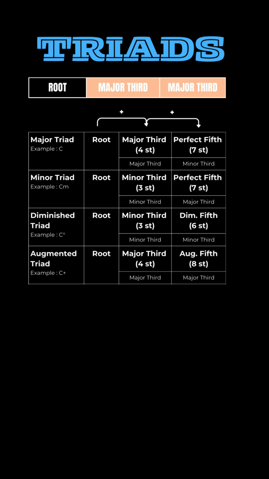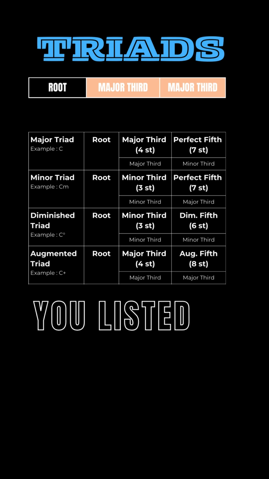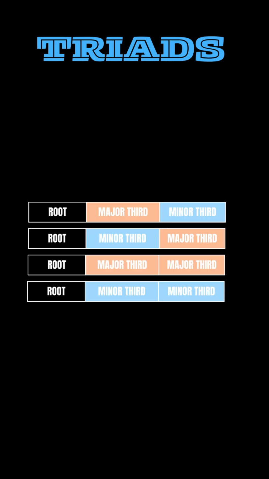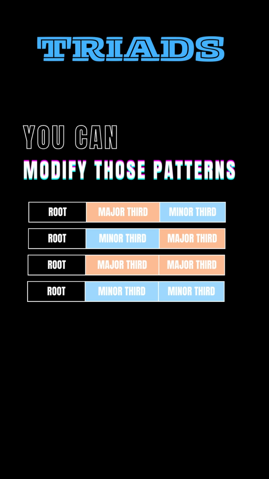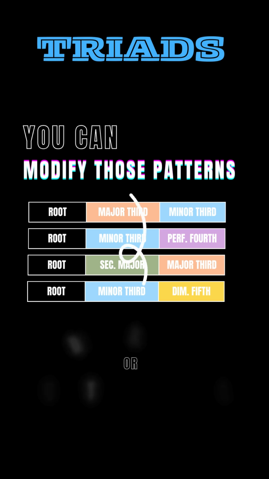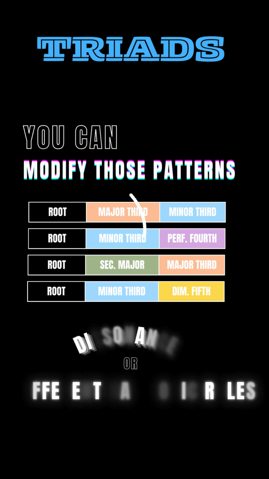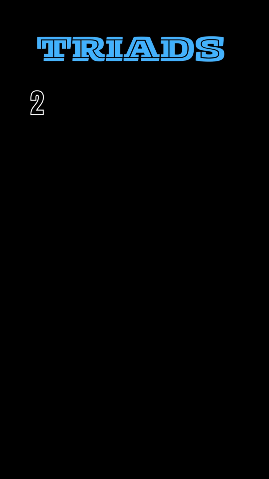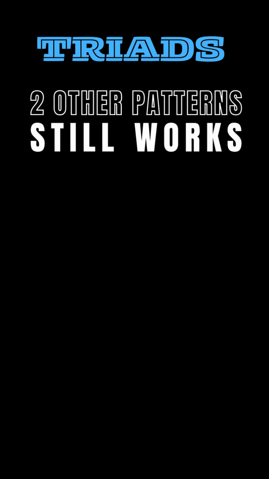From there, if you do this for every note on the piano, you almost have listed every traditional triad chord that exists. In fact, you can modify those patterns by slightly moving your fingers on the piano, putting a perfect fourth as the second degree, or a second major as the first degree of a chord, or a diminished fifth, or whatever, but you'll probably end with a highly dissonant chord or a chord that fulfills more complex harmonic roles. Still, 2 other options have been found and kept in the traditional triad pattern.